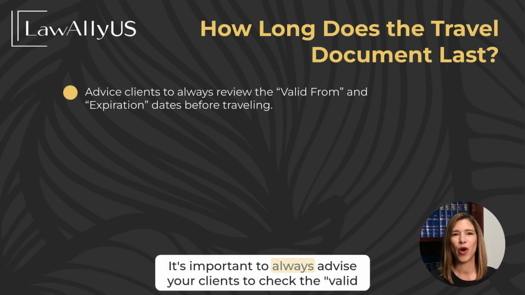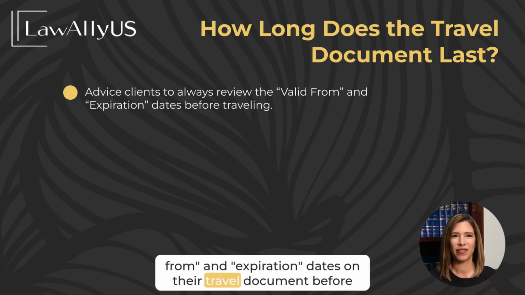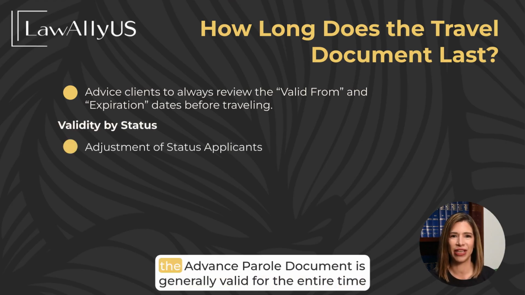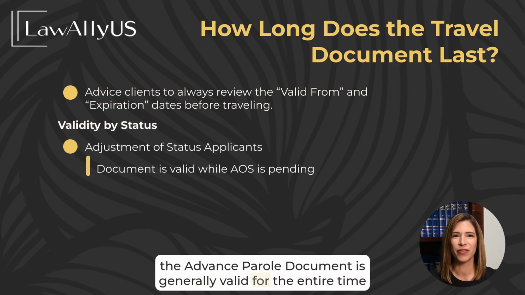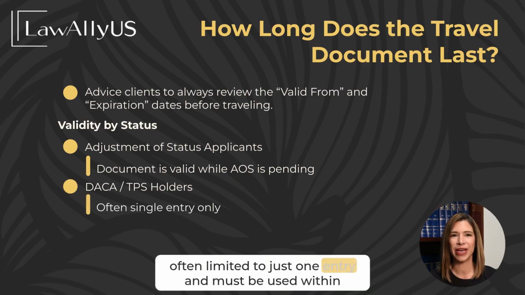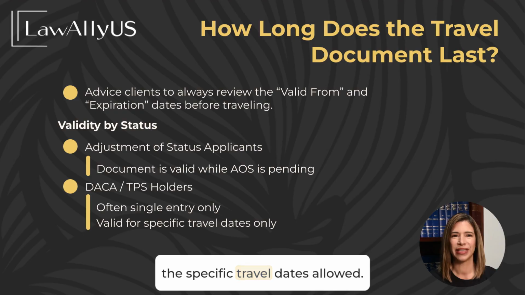It's important to always advise your clients to check the valid from and expiration dates on their travel document before making any plans. For adjustment of status applicants, the advance parole document is generally valid for the entire time the application is pending. But for DACA or TPS holders, it's often limited to just one entry and must be used within the specific travel dates allowed.